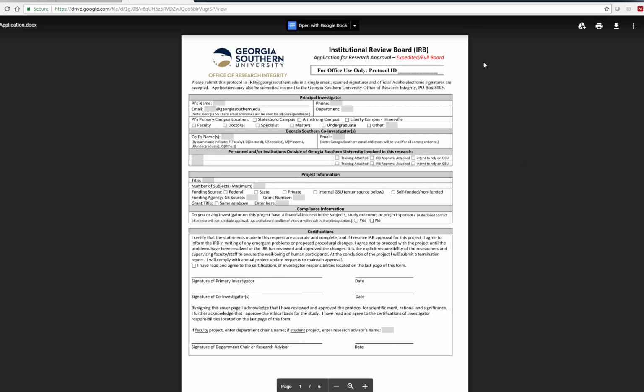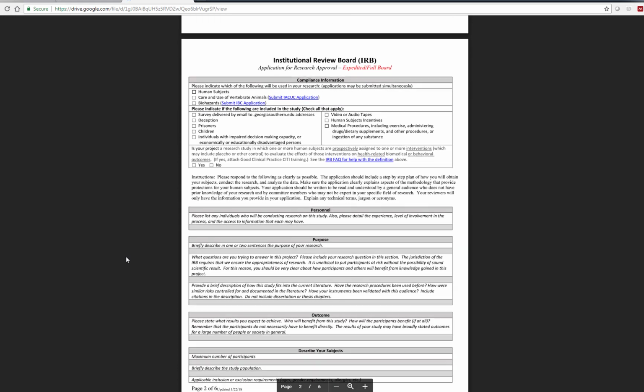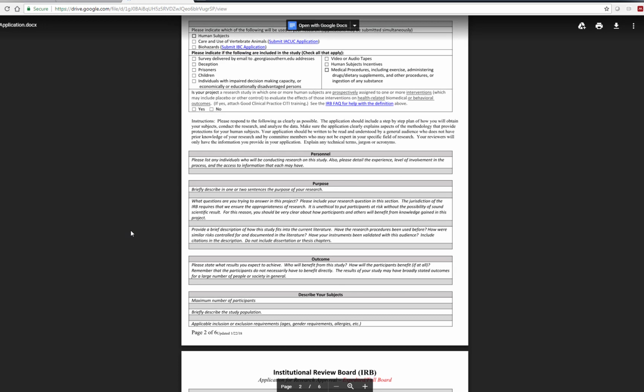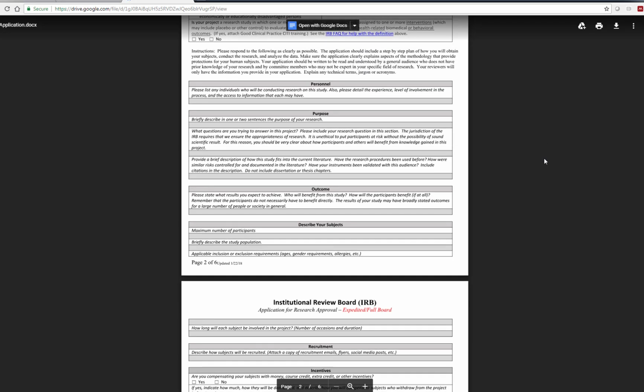The first page of the IRB application is the cover page where the researcher provides information about themselves, the co-investigators, and any sources of funding. After this is the application for research approval. Let's take a closer look at some of the subsections of the research approval form. The first is the personnel section. Here the researcher should provide any information about personnel involved with the study who will have access to the study data.